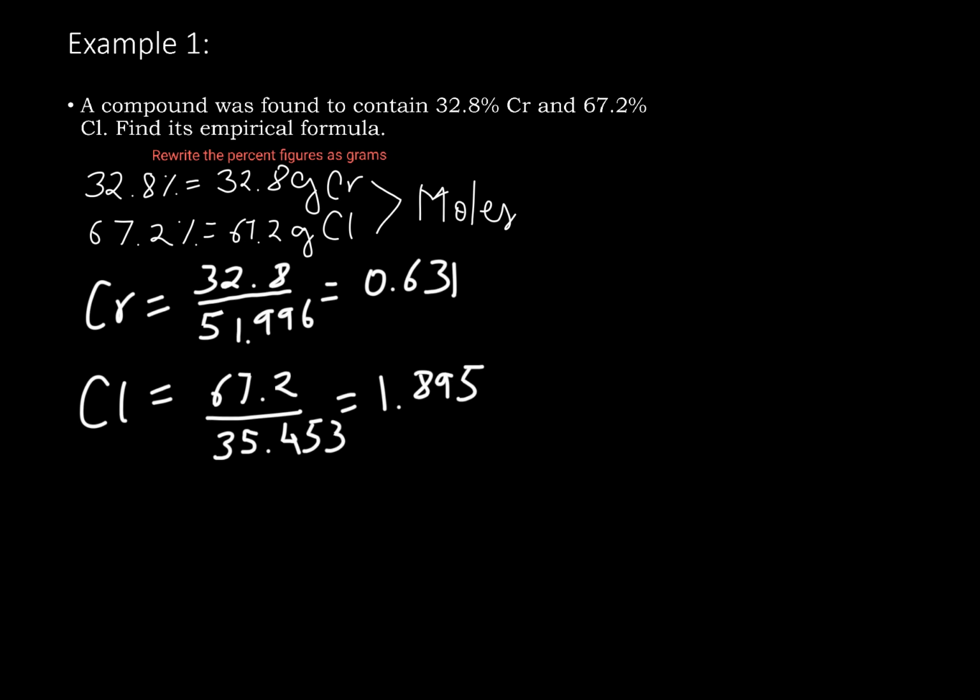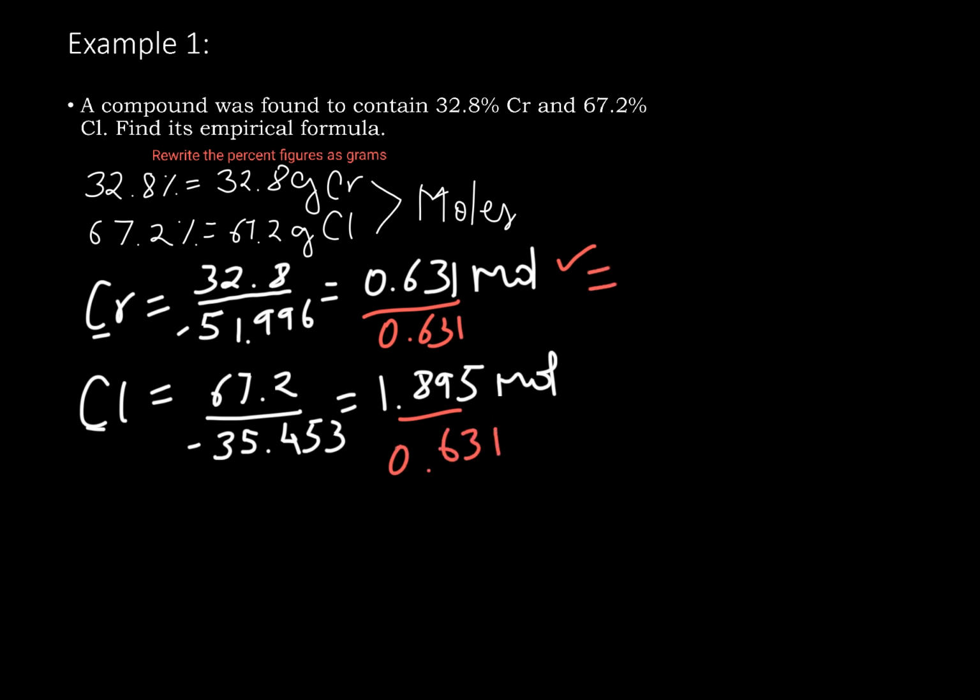And after you divide, this is how many moles of chromium and chlorine you have respectively. Remember, these are the molar masses of the individual elements. Now that you have the 2 moles, go back to your steps and see what the second step says. The second step says that between these 2 moles, this one is the smallest one. And so what you're going to do is divide both of these by 0.631 and figure out what answer you get.